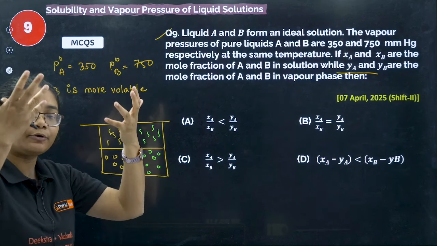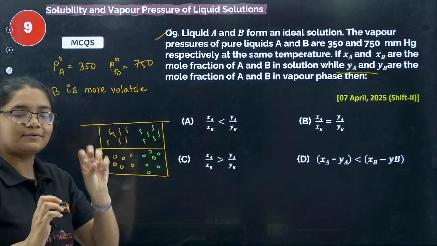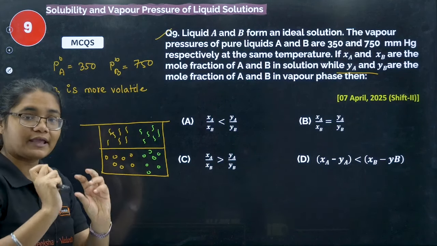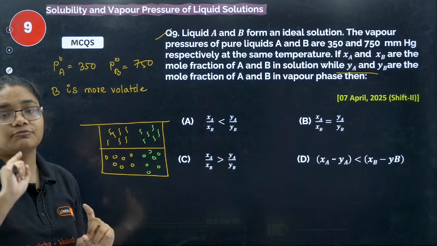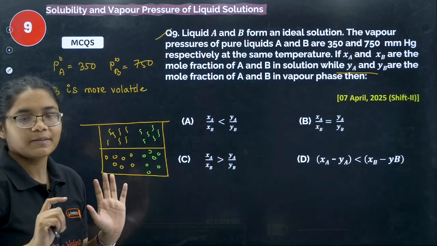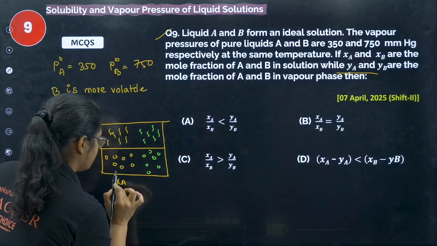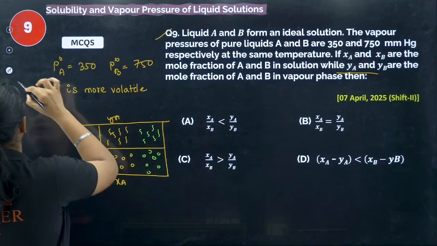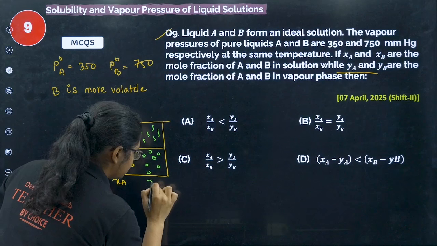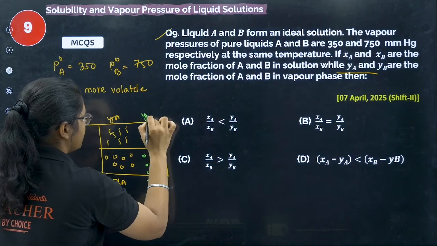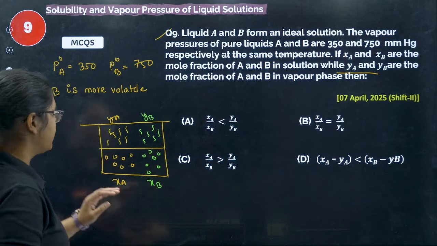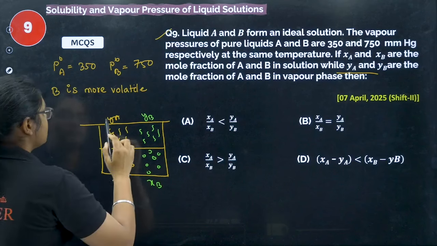When they are evaporated, how many moles of A has evaporated, or what's the mole fraction of A that has evaporated, mole fraction of B that has evaporated, right? Clear? So what is XA and XB, YA and YB? This is XA, this is YA, and this is XB and this is YB. Clear this one.